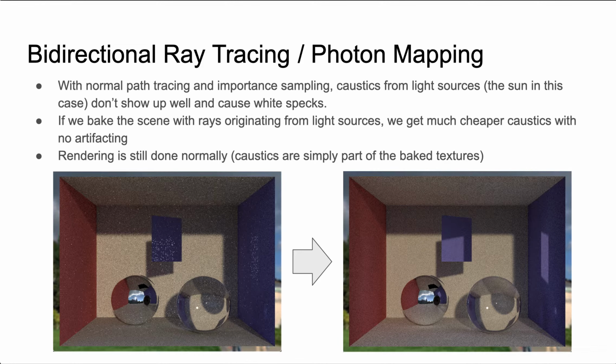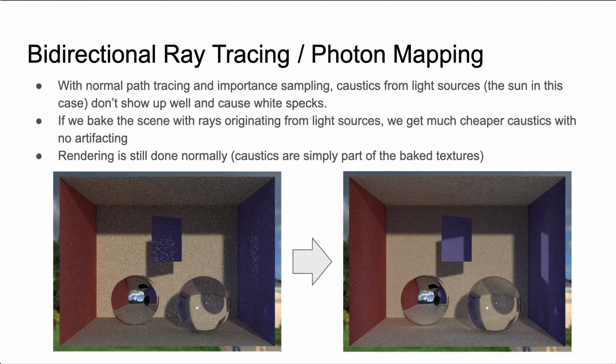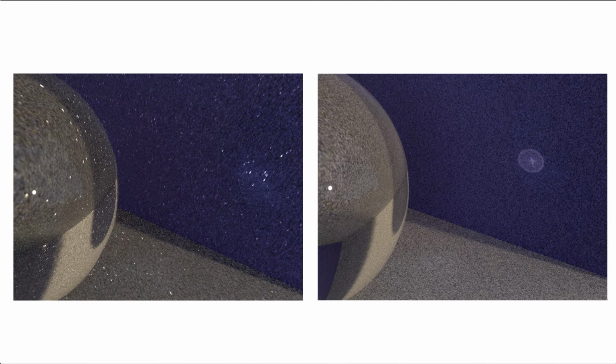So it just is reading the baked texture to get those caustics. And we can see the reflection of the sun off of the mirrored ball, through the glass ball, onto the wall is much, much better. And it just in a short amount of time gets a really good texture.